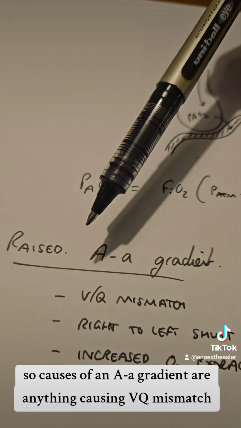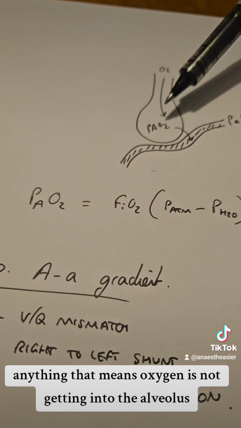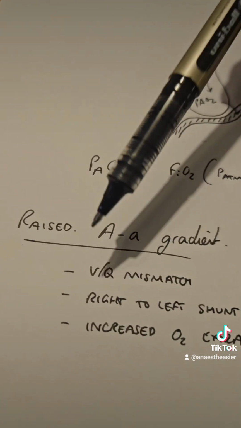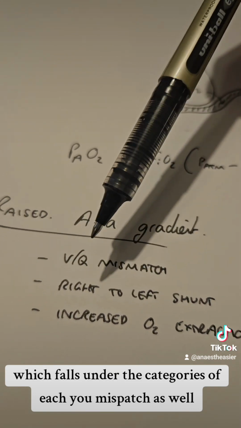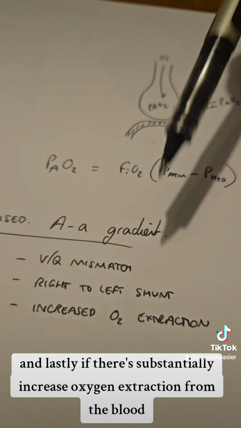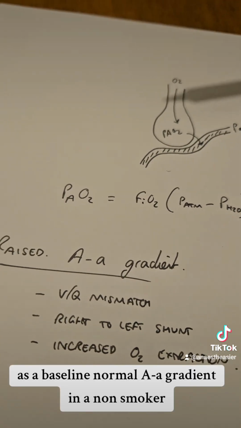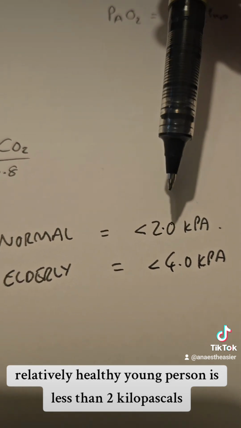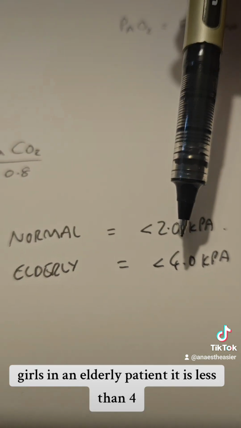So causes of a raised AA gradient are anything causing VQ mismatch, anything that means oxygen is not getting into the alveolus and then into the blood. A subset of this is right to left shunt, which falls under the category of VQ mismatch as well. And lastly, if there's substantially increased oxygen extraction from the blood, then there's just less oxygen in the blood as a baseline. Normal AA gradient in a non-smoker, relatively healthy young person is less than 2 kilopascals. In an elderly patient, it is less than 4.